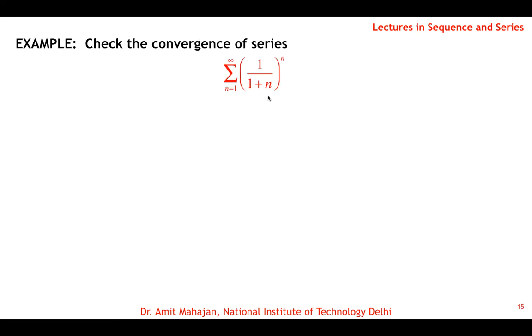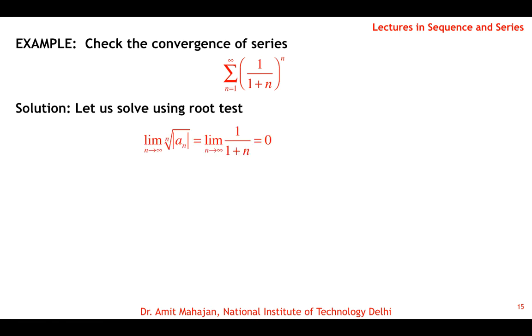Let us take one example. Check the convergence of the series n equal to 1 to infinity of (1 over 1 plus n) whole power n. We'll do it by the root test now. So let us solve this by root test. a_n is (1 over 1 plus n) whole power n.